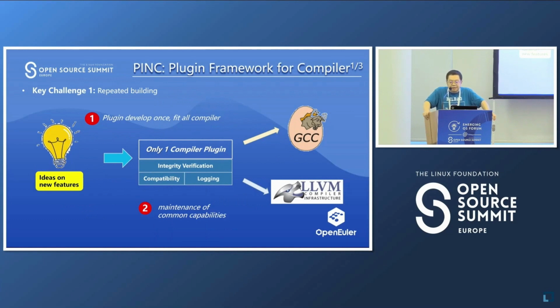So that's where our idea of the framework comes from. We call this PINC, which is a plugin framework for the compiler. At first, we resolve the repeated building, making sure that the user only needs to focus on the plugin logic itself and does not need to care much about common facilities like logging, compatibility, and integrity verification. All those features are necessary for each plugin, but those efforts do not need to be developed again and again. At the same time, we have two compiler infrastructures, GCC and LLVM. We only need to write once and run on the different infrastructures. So this is the first challenge we use our framework to resolve.